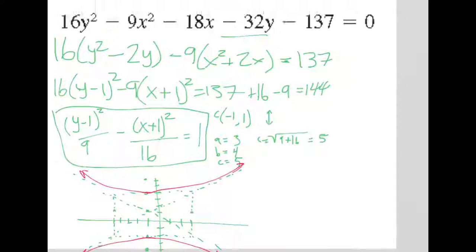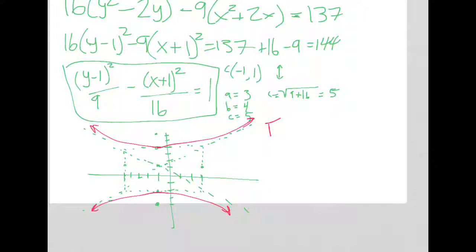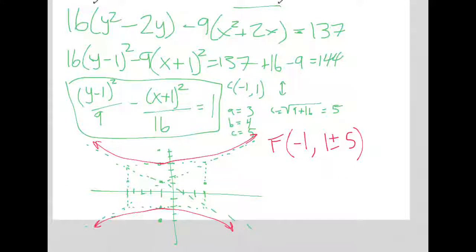What else do I need to know? We should write the coordinates of the foci are going to be, the x value is -1, and then the y value is going to be 1 plus or minus that c value, which was 5. So I'm being lazy. You should write that as -1, 6 and -1, -4. Two different points there. What else? Vertices. We found those vertices on there.